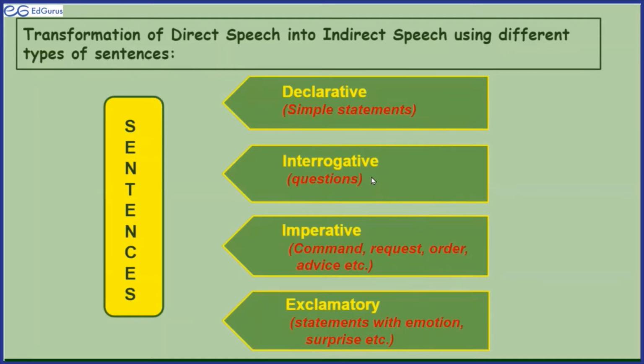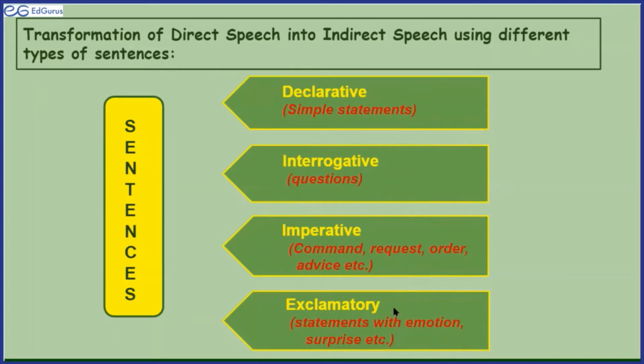Interrogative sentences are, of course, those which are asking questions. Some of them are W type of questions: who, when, what, whose, why, where, etc. And the others are the questions beginning with helping verb plus how. Then we have imperatives. Imperative sentences are those which express request, order, advice, command, instruction, warning, etc.